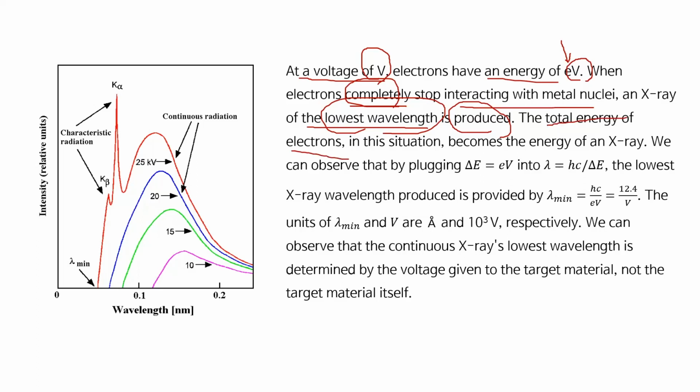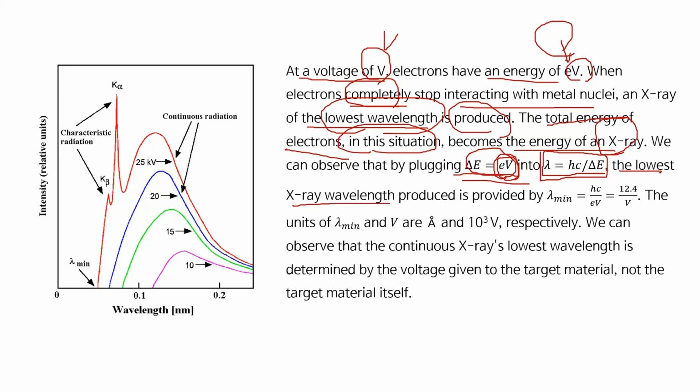The total energy of the electrons in this situation becomes the energy of an X-ray. This is the energy of an electron from the electron gun at the voltage of V, as eV, right? So this becomes the energy of the X-ray, and the lowest wavelength of an X-ray is given by this equation. This is the lowest X-ray wavelength produced. So in here, delta E is eV. Okay, so we can get this relationship.